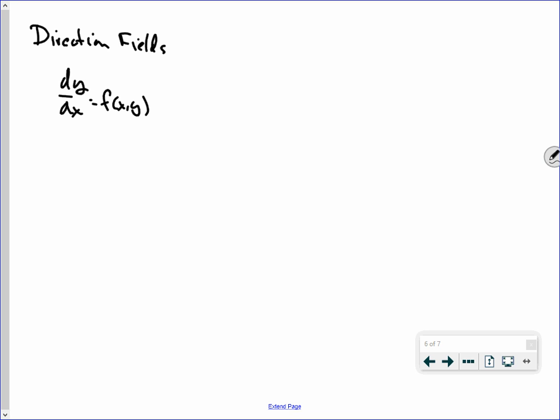Okay. Now we're going to talk about, if we know we got a solution, how could we find it? Well, we might not be able to, so maybe we can approximate. We continue looking at first order differential equations. The derivative equals something.